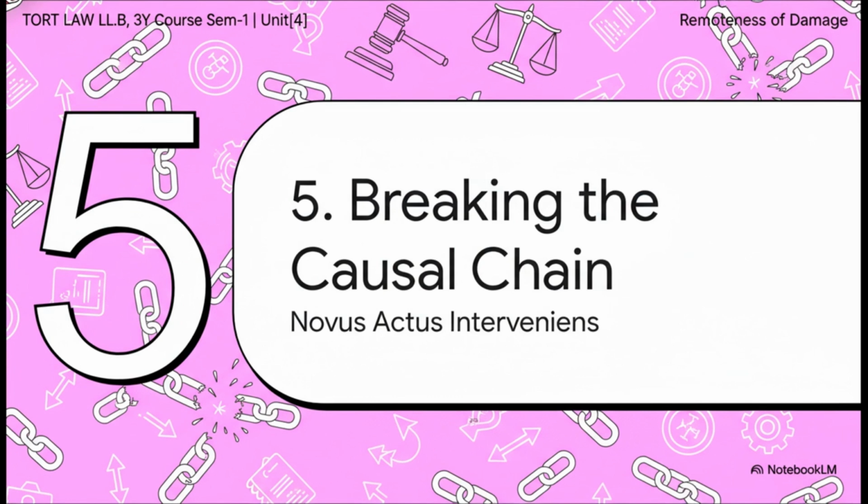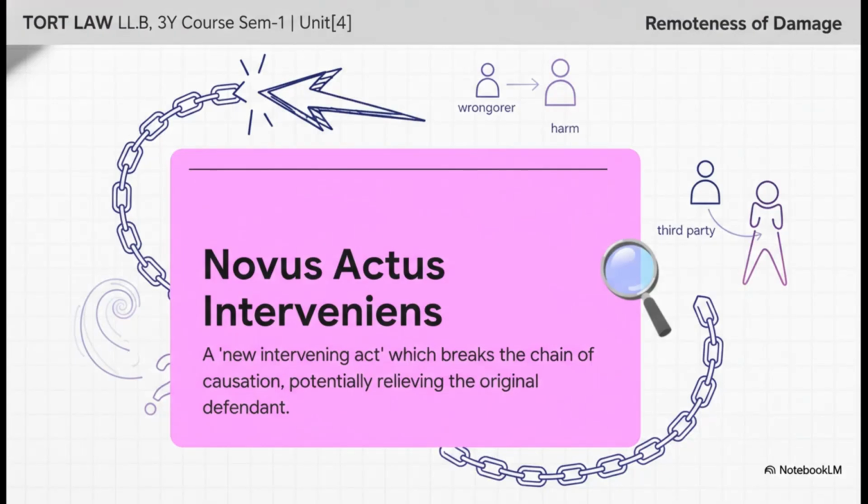We now proceed to Section 5, where we will discuss events that can sever liability entirely. This is the concept of breaking the causal chain, known in law as novus actus interveniens. Novus actus interveniens is a Latin term meaning a new act intervening. It refers to an act that breaks the chain of causation between the initial defendant's act and the final damage. It is critical to note, however, that the chain is not broken if this intervening act was itself a direct or foreseeable consequence of the original negligent act.